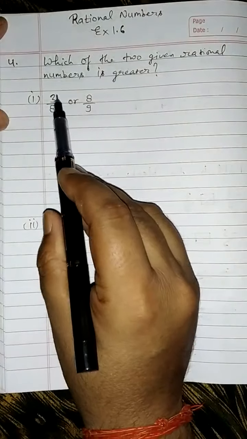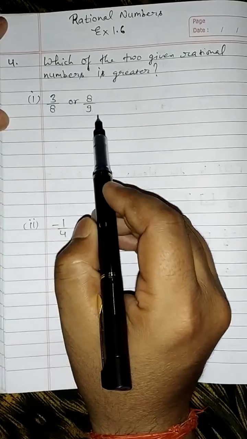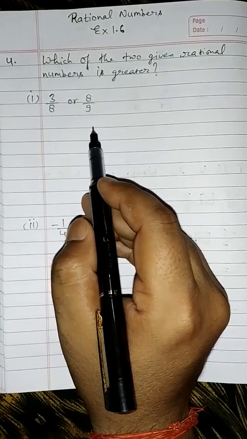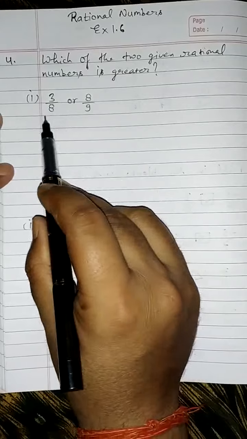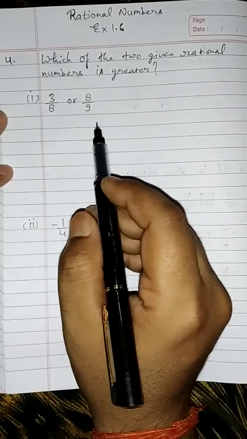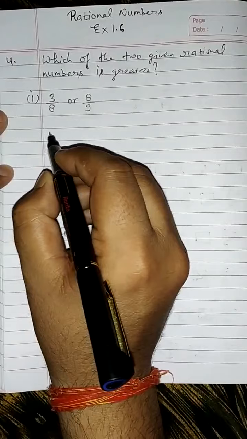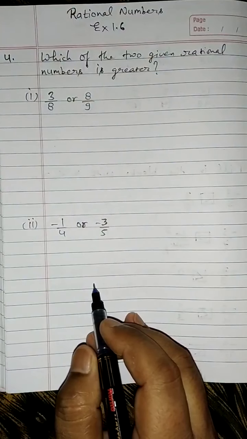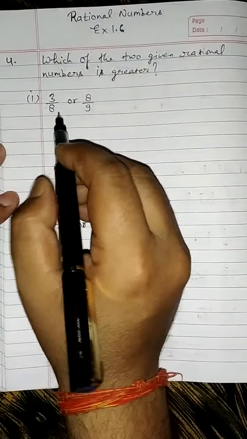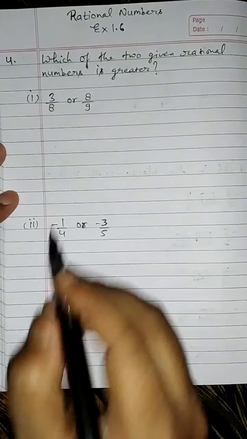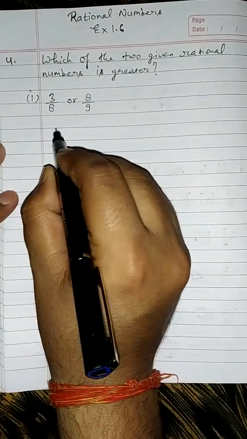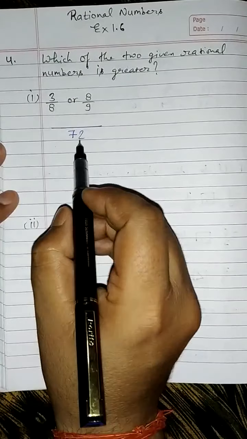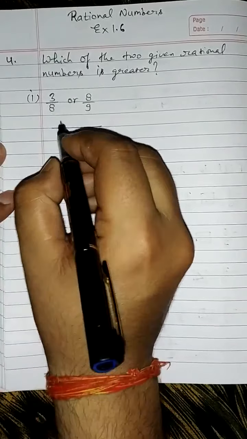We can see that 3 upon 8 and 8 upon 9 both are positive rational numbers, and they are also proper rational numbers. So we will first take the LCM to equate the denominators. The LCM of 8 and 9 is 72. 8 9s is 72. 72 divided by 8 is 9, and 9 3s are 27.